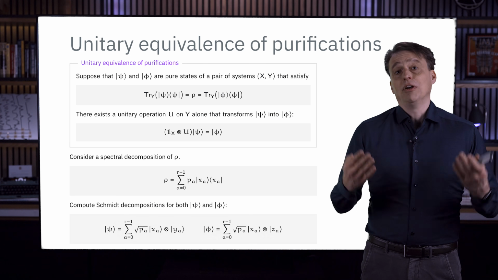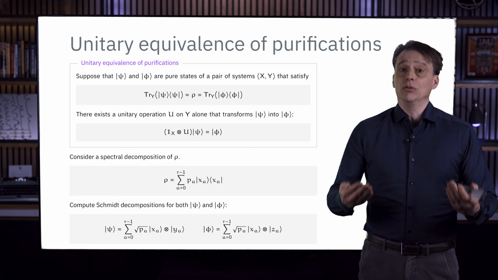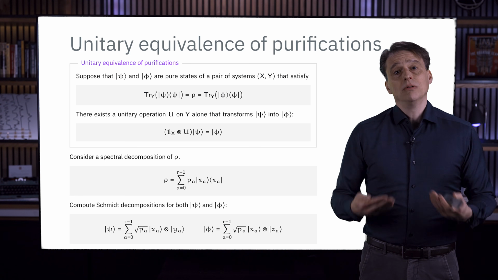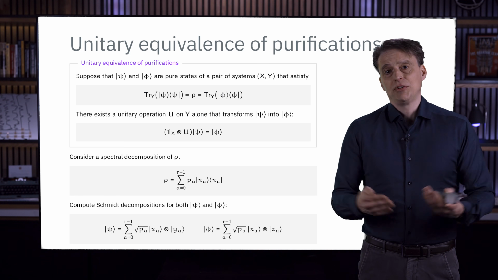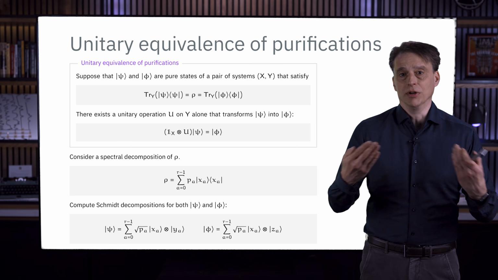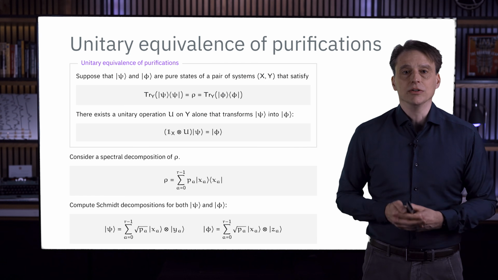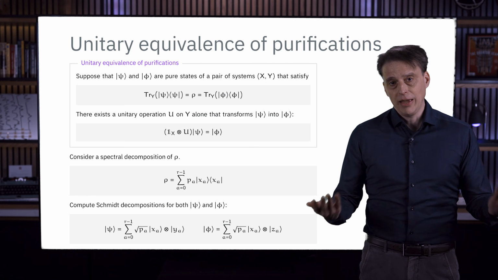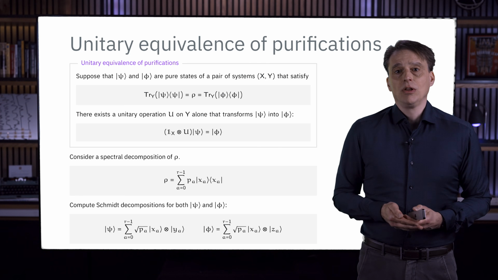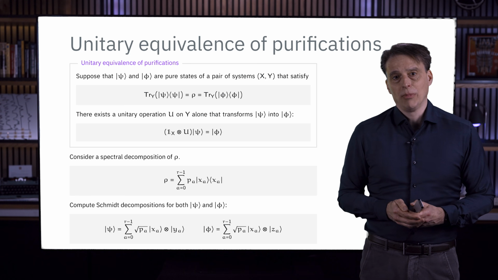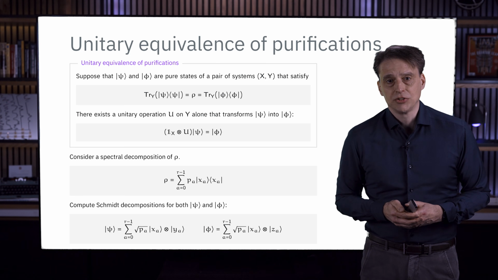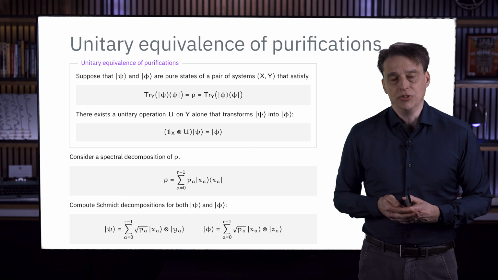Anyway, now that we have a spectral decomposition of rho, we can compute Schmidt decompositions of our two vectors, just like before, and they're going to be almost exactly the same. The coefficients and the x vectors are the same because they come from the spectral decomposition of the reduced state, which is the same for both vectors. The only difference is that we may get different vectors for the second system. For the first vector, which is psi, we'll get one set of vectors y0 through yr-1, and for the second vector, which is phi, we'll get a possibly different collection, which we can call z0 through zr-1.